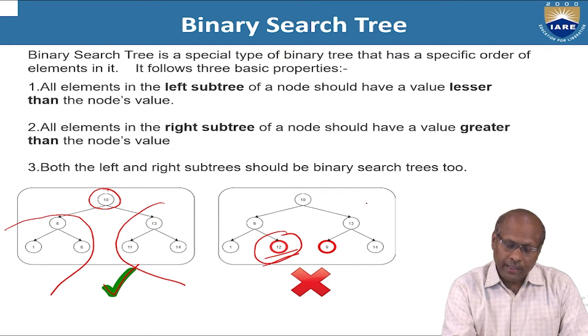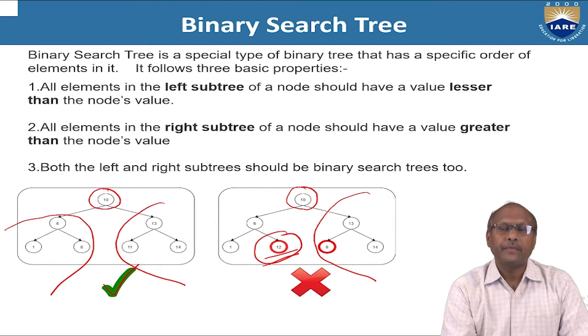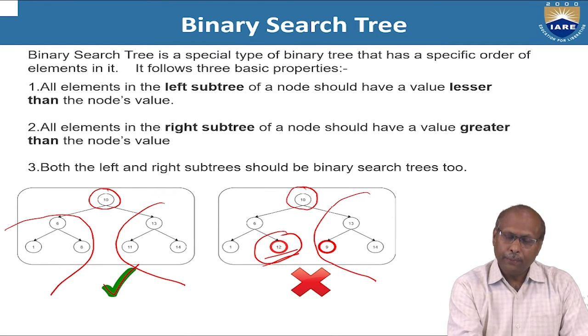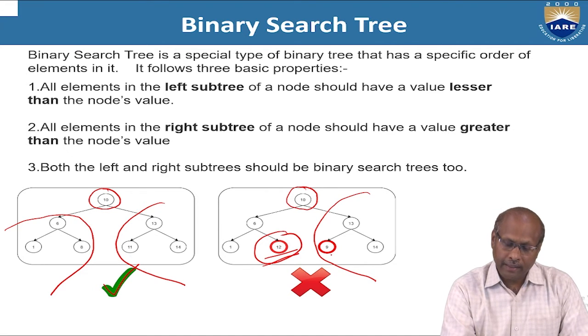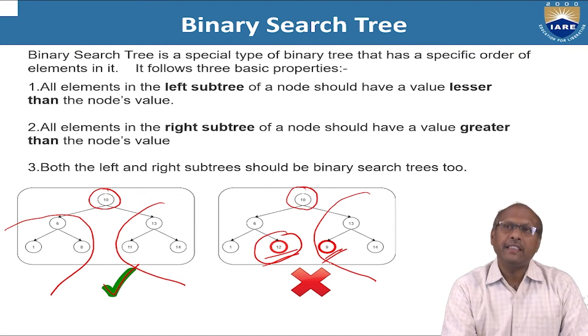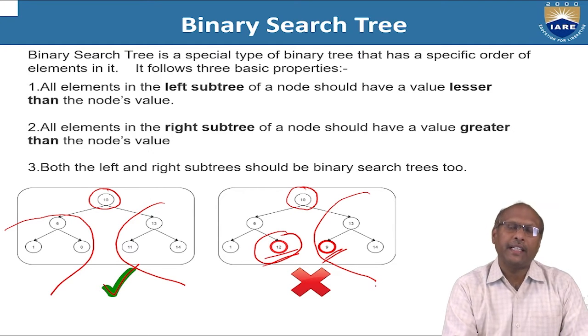Similarly, if you observe here, in the right subtree the values are 9, 13 and 14. My parent is 10. So on parent 10, if you consider the right subtree, all the data must be greater than 10. But here the value 9 is there. So this 9 is not greater than 10. So it is invalid. That's why it is an invalid binary search tree.